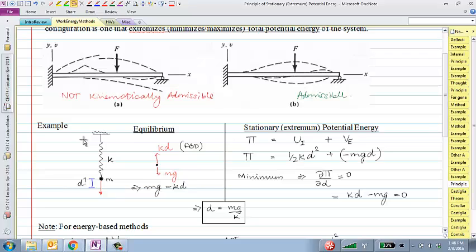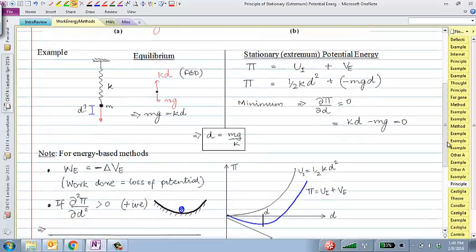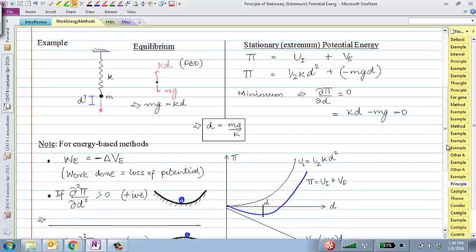Okay, here's a little bit about why I was saying extremum, not necessarily minimum. We know that if we take the second derivative of our potential energy, and it comes out to be positive, what does that mean?